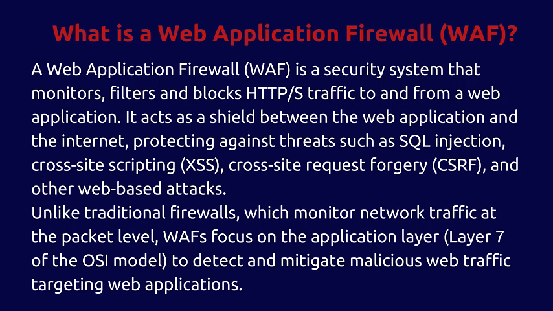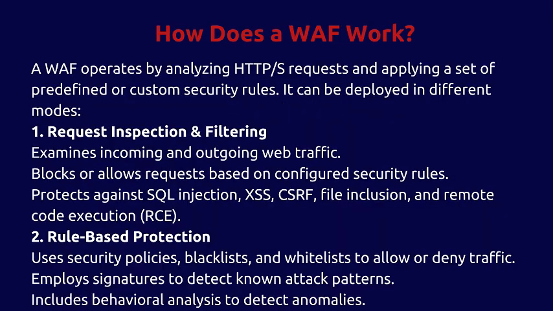Unlike traditional firewalls, which monitor network traffic at the packet level, WAFs focus on the application layer, which is the 7th layer of the OSI model, to detect and mitigate malicious web traffic targeting web applications. How does a WAF work? A WAF operates by analyzing HTTP or HTTPS requests and applying a set of predefined or custom security rules. It can be deployed in different modes.